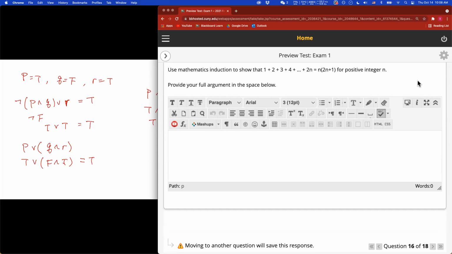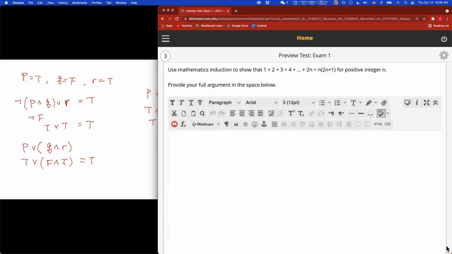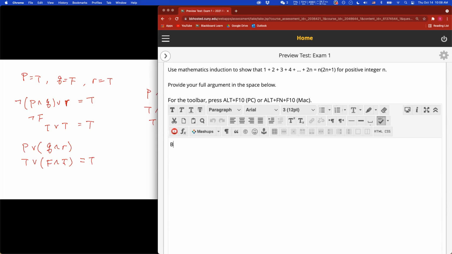Okay, here's another induction question. So again, we will start with the basic step. Since n is a positive integer, n will start with 1. When you plug 1 into n, you will get 2, so you end there at 2. So you have 1 plus 2 is equal to 1 times 2 times 1 plus 1.